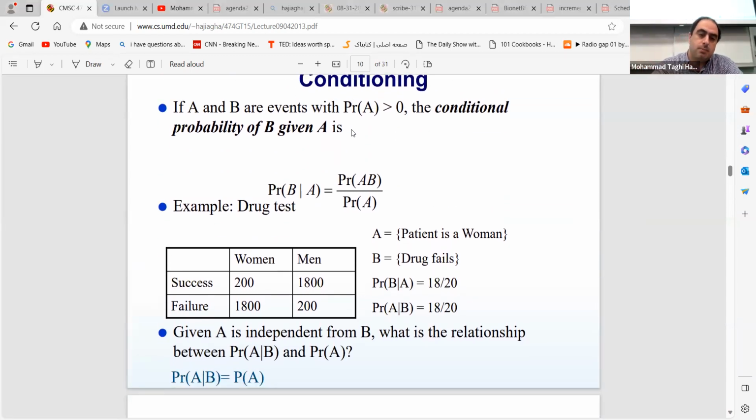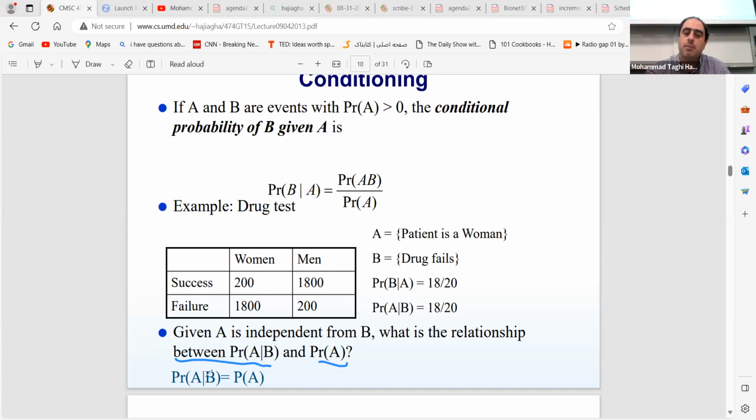So this is one important thing. Given A is independent from B, what is the relation between the probability of A intersection B, A conditioned on B, and the probability of A? If they are independent, that's exactly the definition. Then I expect that the probability of A conditioned on B is equal to the probability of A, because B didn't give you any information.